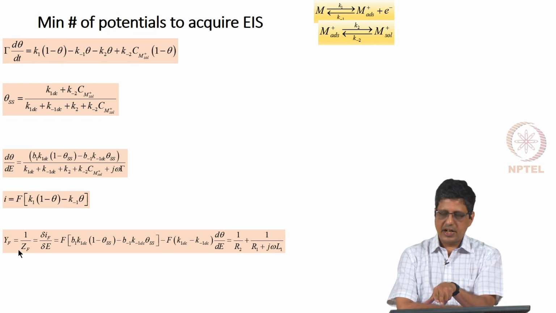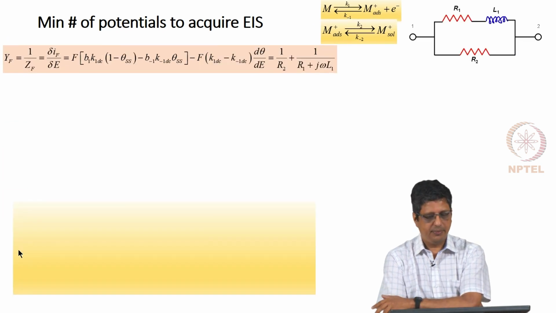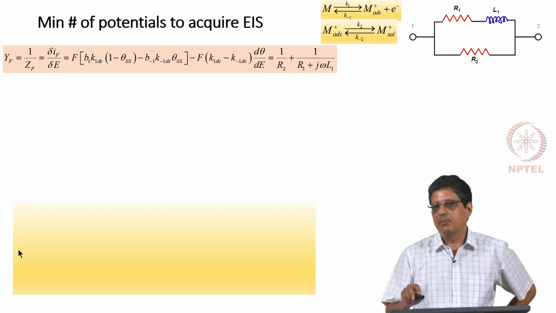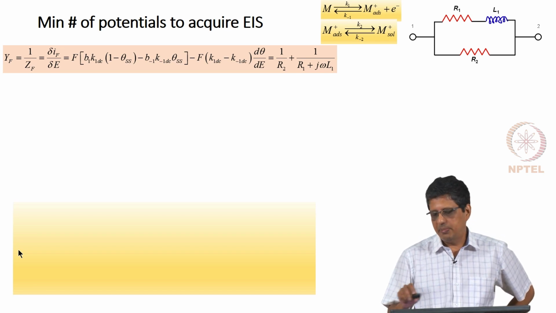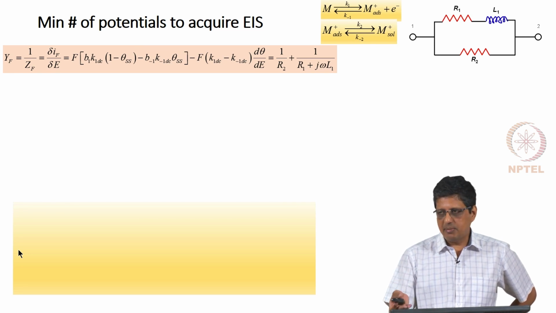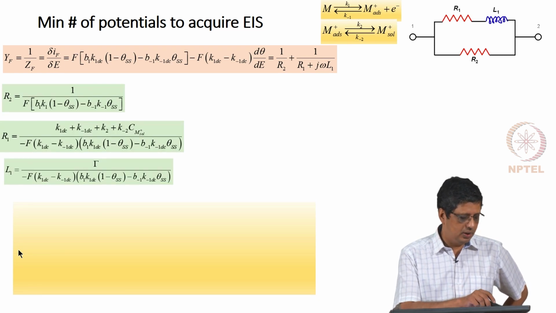If I propose this reaction, I should take data at a certain number of DC potentials. How many should I take is the question. One adsorbed intermediate means I know that I can model with one Maxwell element in parallel with the R2. Here is the charge transfer resistance. It can be RC, it does not matter. So, I can map all the kinetic parameters to 3.